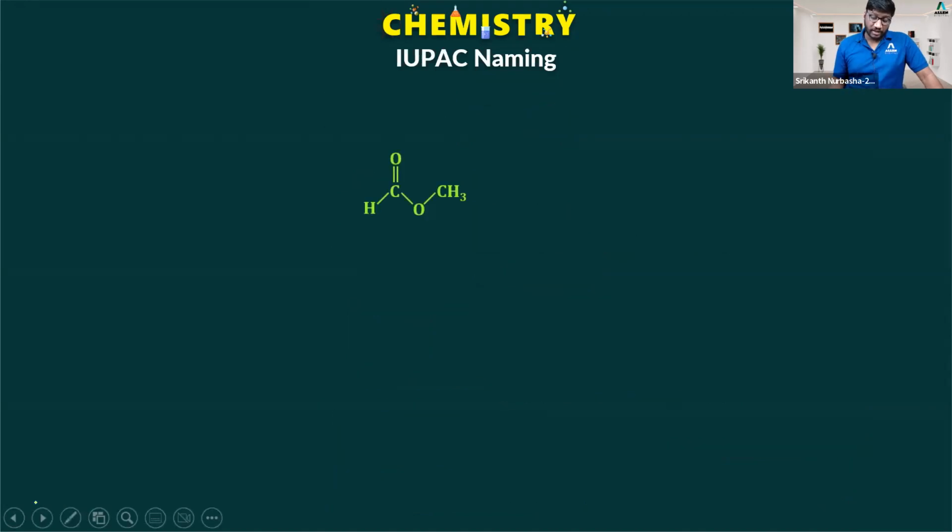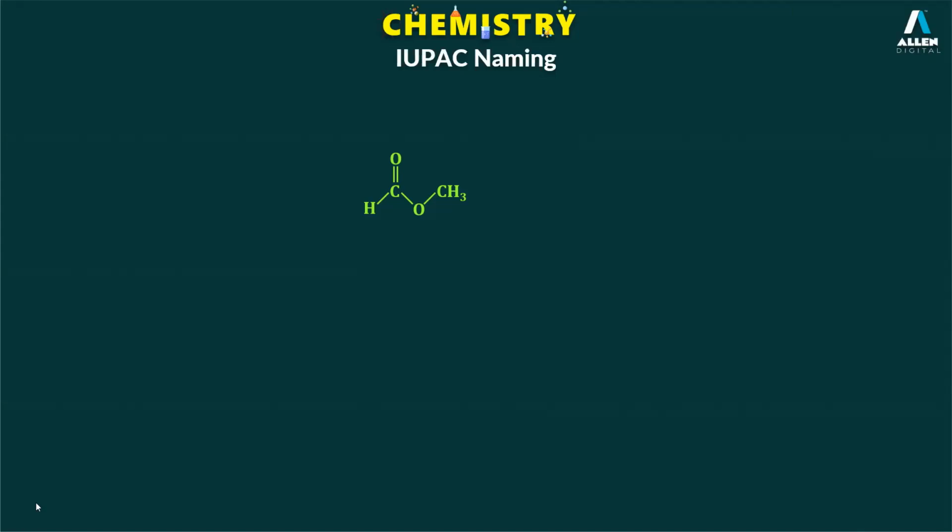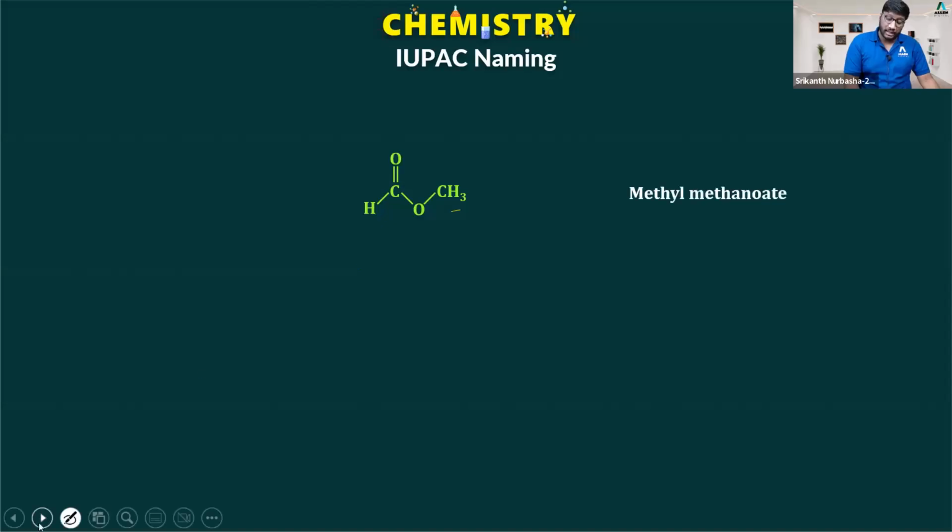Try to name this: HC double bond O, OCH3. What is the name of this particular compound? Methyl is the alkyl group, and this is the alkanoate group. So methyl methanoate. Methyl methanoate, that is going to be the correct name.